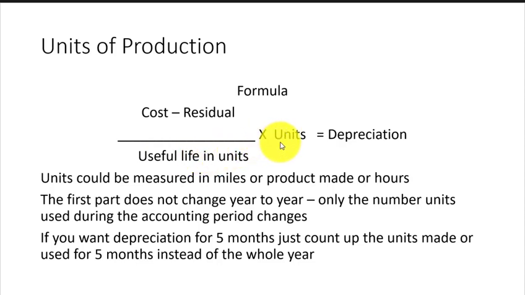Then each year, all you have to do is figure out how many units it went, how many miles it went, how many widgets it made, and multiply by that same one you came up with in the first year. Okay? If you are doing it for part of a year, you don't have to worry about months. All you need to worry about is counting up how many miles it went for the period of time that you're calculating depreciation for.